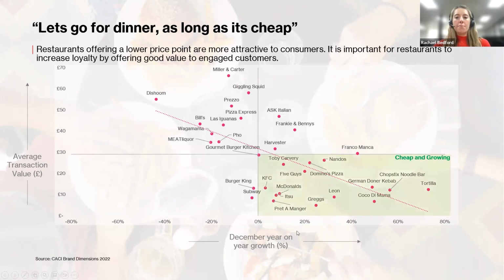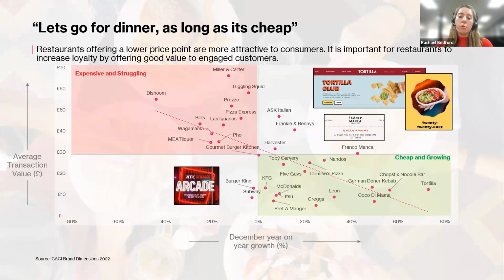So the brands in the green box here are a cheaper price point and growing year-on-year. Whereas the brands in the red top left box are more expensive and declining, looking at year-on-year growth. This really highlights the fact that price point is so important for consumers, and brands really need to consider this going forward. There have been a few brands that have started rewarding loyalty as a way to encourage price-conscious consumers, but also help them retain brand loyalty and market share as well.